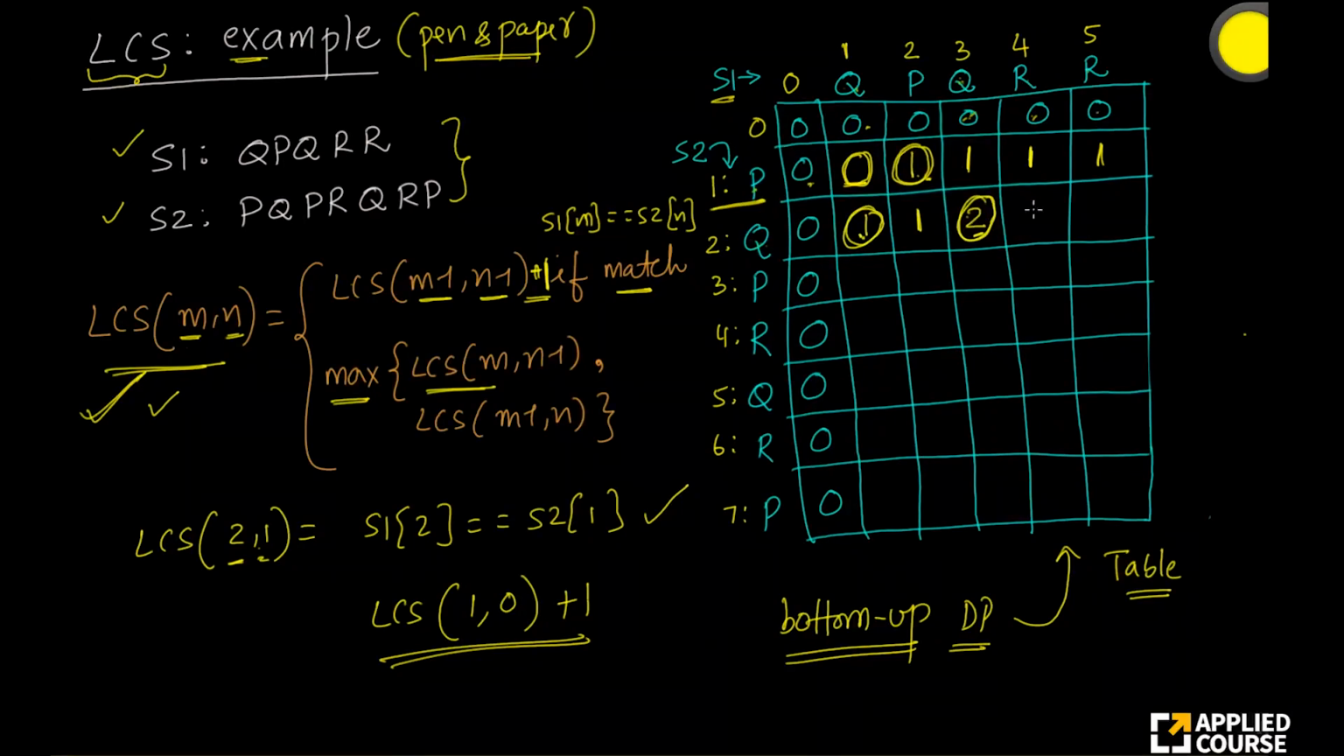Next, what about R? Q and R do not match. So I take the max of both of them. The max of both of them is 2. Again, Q and R do not match, so I take the max of both of them and put it as 2.